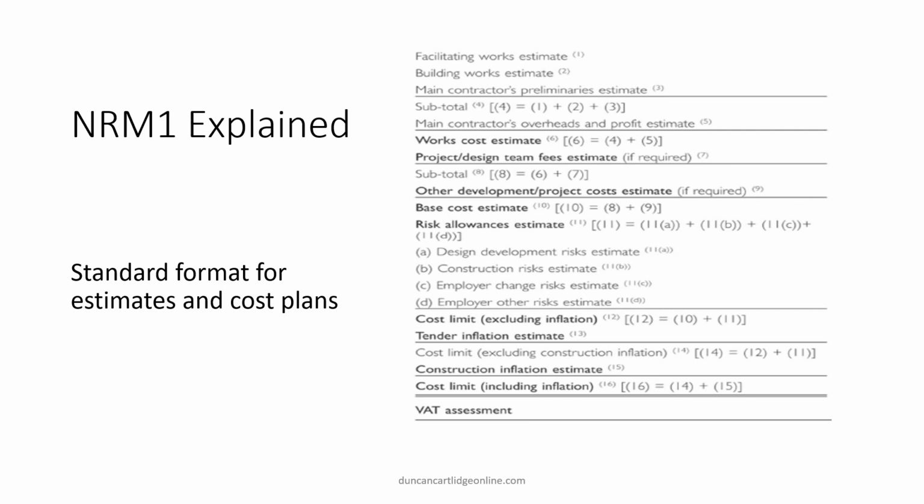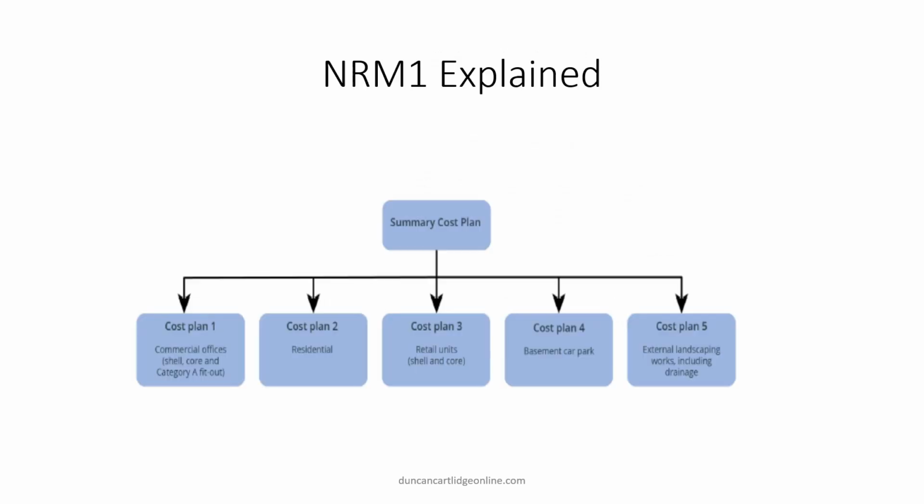Here are summary items 9 to 14 in greater detail. Note in particular the inclusion of the design team fees and a risk allowance, replacing the traditional contingency. NRM1 suggests that for larger projects, separate cost plans should be prepared for each significant part, as shown here.